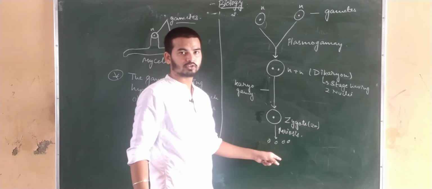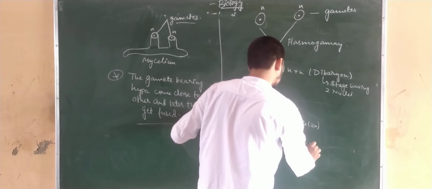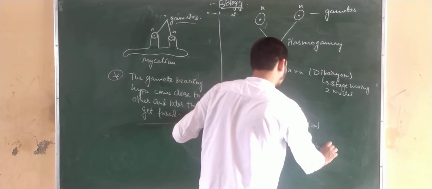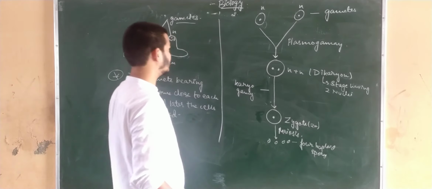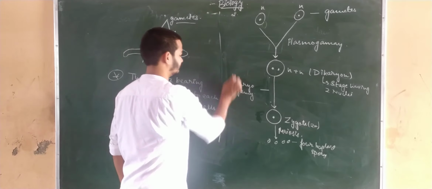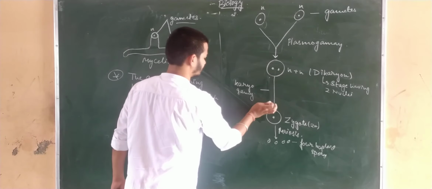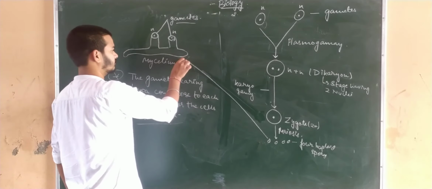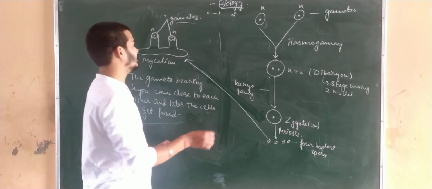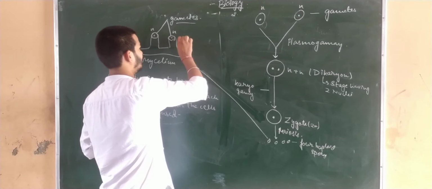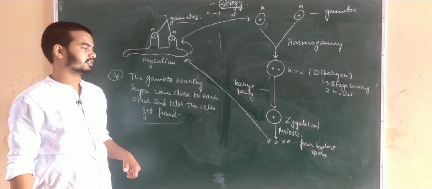They are not asexual spores, they are sexual spores. These are the 4 haploid spores, and they will again form a new mycelium. Each spore will develop into a new mycelium, and this mycelium will again form gametes, and this process occurs again. So this is the complete process of sexual reproduction in fungi.